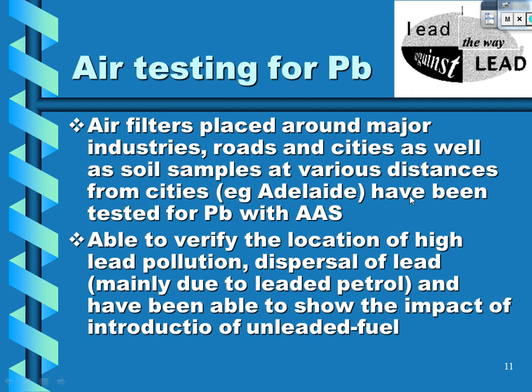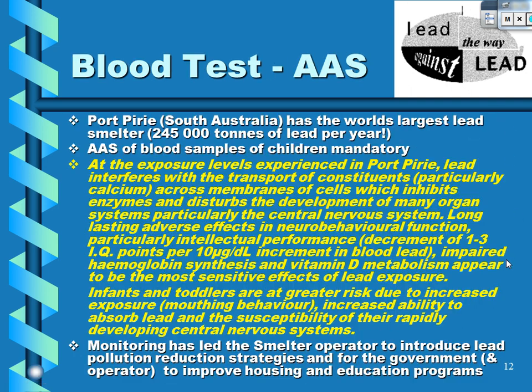Okay, so how do you test for lead? Well, if you're testing lead in the air, what you can do is place air filters around major industries, roads and cities, where you want to see how much lead's in the air. You can also take soil samples at various distances, and they've done this test in Adelaide and Western Australia, where they've taken soil samples at various distances from cities and from major highways to see how the lead from the petrol has spread from those roads. And these studies have been able to show that there's a very high relationship between the distance from roads and distance from industry and the amount of lead there, which suggests that obviously the lead is coming from the roads or the industries. So you can do tests for air pollution as well as soil pollution using AAS for lead.